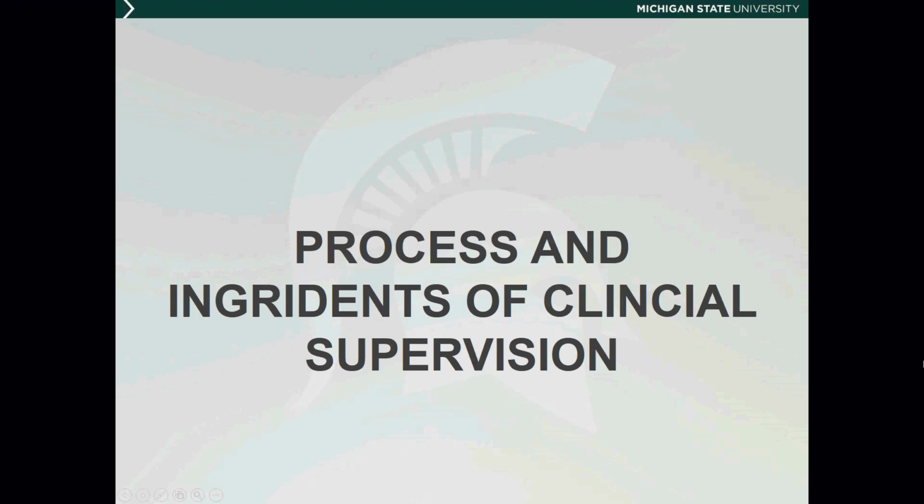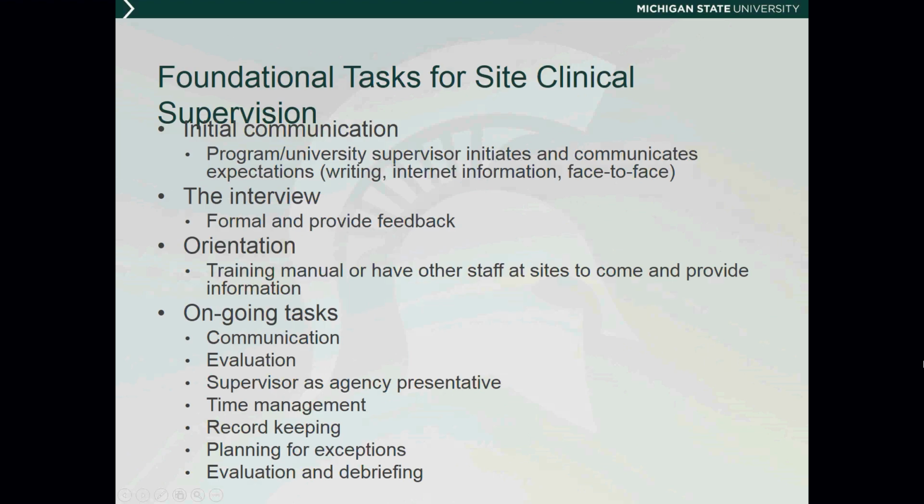So I do want to highlight the next topic, which is the process and ingredients of clinical supervision. That probably would be more related to what we do on a day-to-day basis in supervision. I think it is fair to say that there certainly needs to be initial communication. The program, university supervisor, and site supervisor need to initiate and communicate the expectations in writing, and also need to meet face-to-face to establish that formal relationship. Often, there should be a more formal interview that provides feedback for the supervisee.